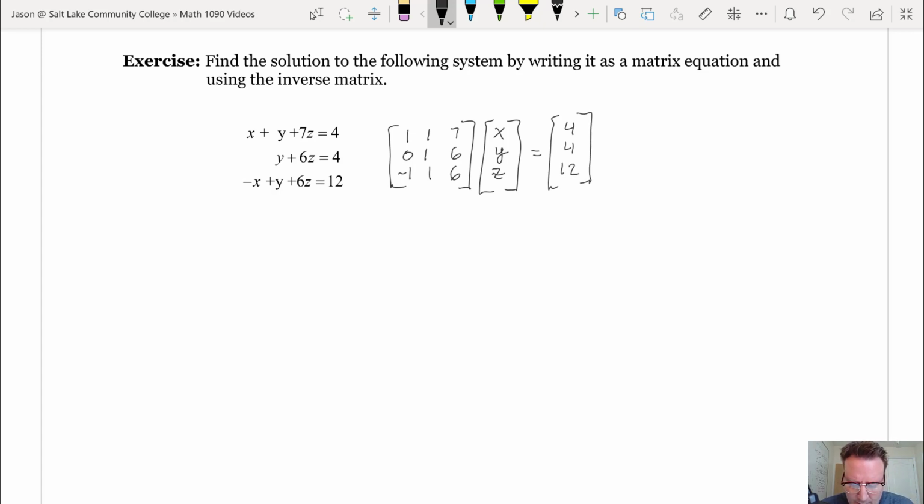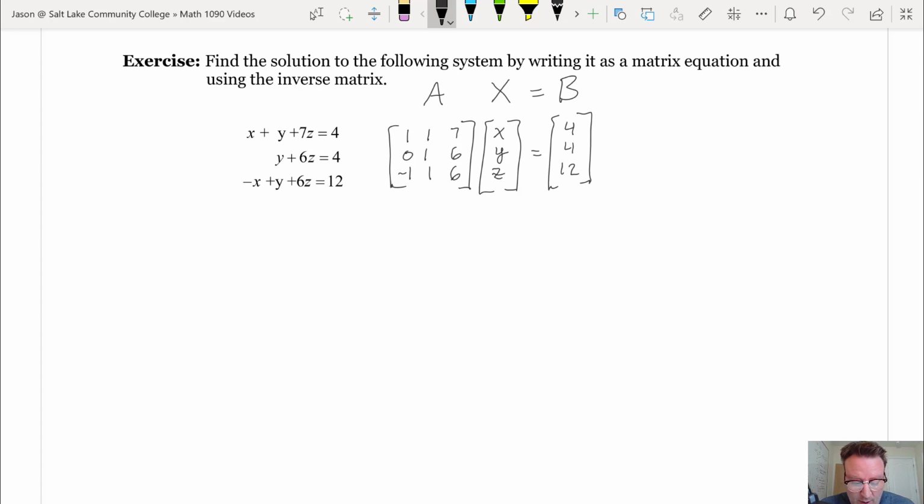Okay, so I want to solve this. I could think of my coefficient matrix as matrix A, this column vector as X, and I could call this B. So what we want to do is solve for X, the unknowns. We want to perform A inverse times B, and in order to do so, we need A inverse.